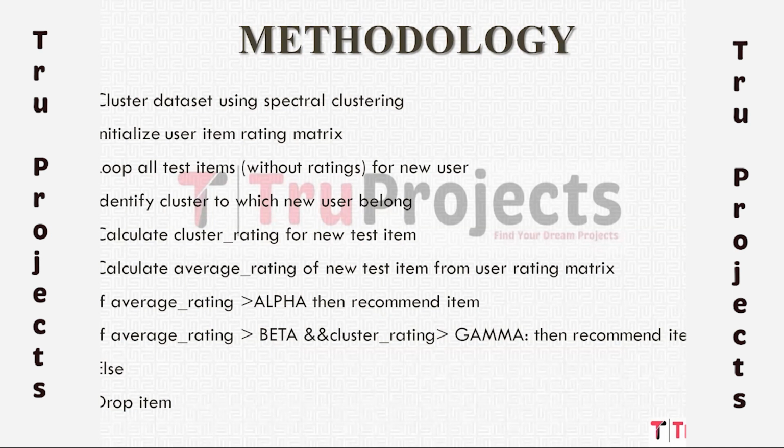Seventh module is conditional recommendations. If the calculated average rating is greater than a certain threshold alpha, the item is recommended to the new user. If the calculated average value is greater than the threshold beta and the cluster's average rating for the item is greater than the threshold gamma, the item is recommended to the new user. If the above conditions are not met, the item is not recommended and is dropped.